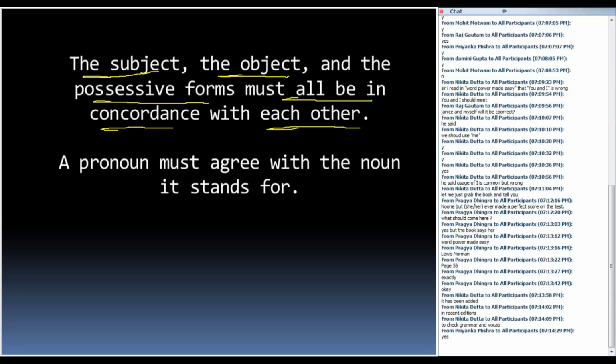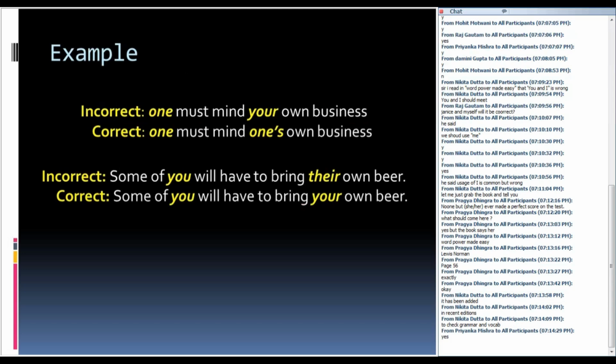Okay. What was I saying? That the subjective case, the objective case, and the possessive case must all match each other. It should not be jumbled up. They should all match. For example, I should not say one must mind your own business. That's wrong because the possessive case of one is not your. It is one's. One must mind one's own business.